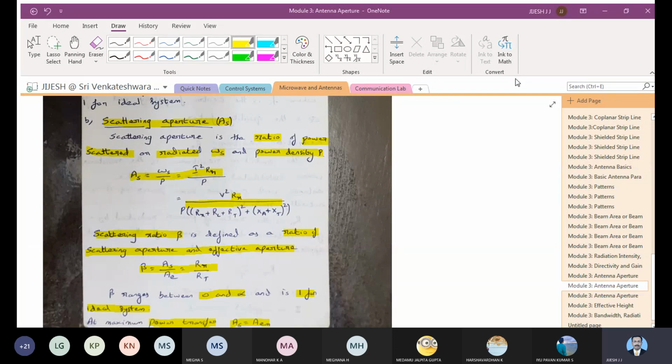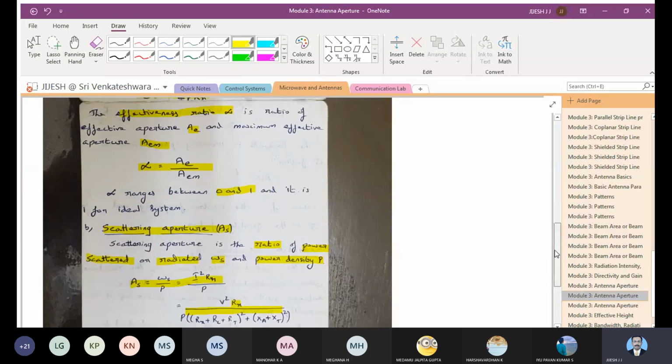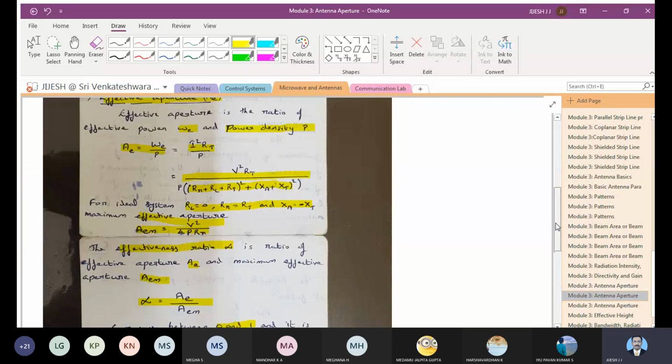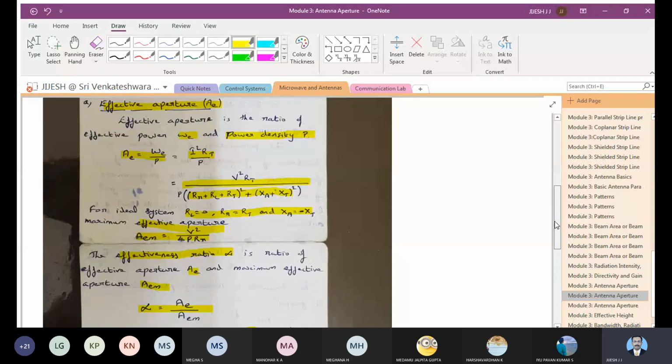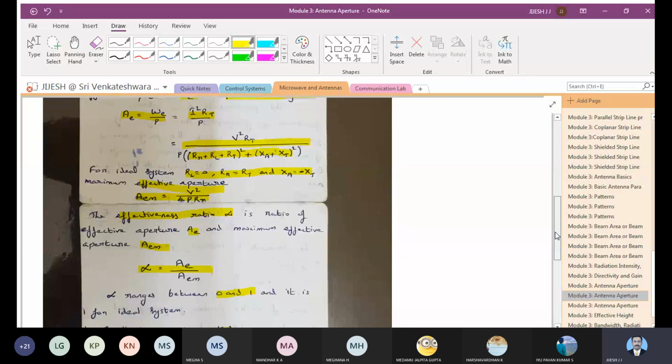So we have been discussing the scattering aperture. We will continue further with the rest of the things. In the previous class we discussed the antenna aperture, where we have seen the effective aperture and scattering aperture. Effective aperture AE is WE by P, and alpha is called the effectiveness ratio, that is AE divided by AEM, and AEM is V square divided by 4P RR. All these things we have discussed already.